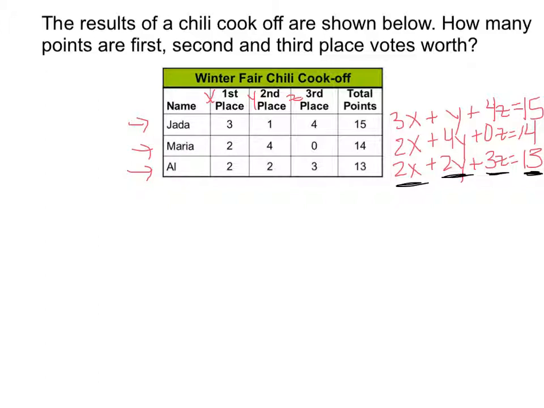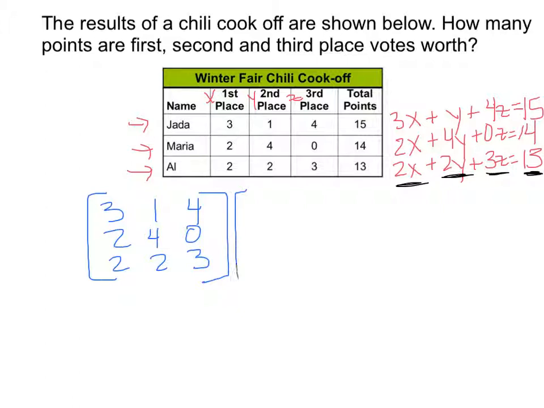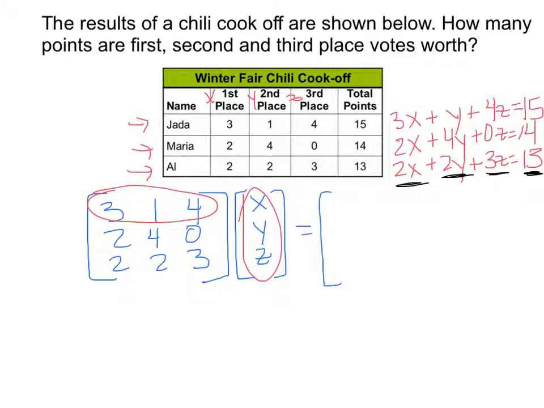equations pretty easy. You can also kind of get to the matrices pretty quickly too. When we're thinking about coefficients, I have 3, 1, and 4, 2, 4, and 0, and 2, 2, and 3. Then we have our variable matrix, and I chose to use x, y, and z. I'm putting them in this order because, remember, think about matrix multiplication. Row 1, column 1, that would be 3 times x, 1 times y, and 4 times z. That's going to get us our result matrix, which is 15, 14, and 13.